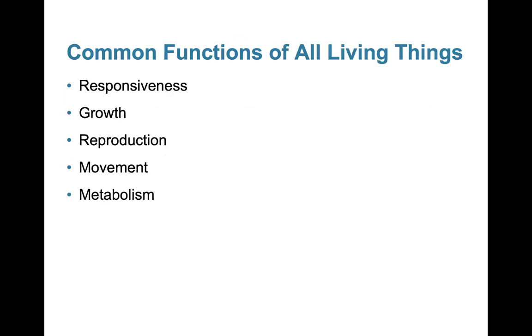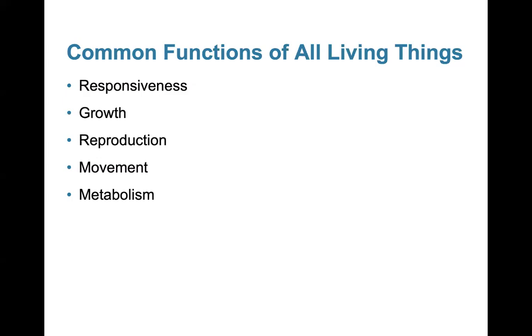Now, some common functions of all living things is responsiveness. This is the ability to respond to one's environment, both internal and external. So, if you put your hand on a hot stove, you need to respond to that and remove your hand from that hot stove. That would be more of an external stimulus that you're responding to. Internally, when you eat a meal, your blood glucose levels will elevate, and your pancreas will end up secreting insulin to bring blood glucose levels down. That would be an example of responsiveness as well.